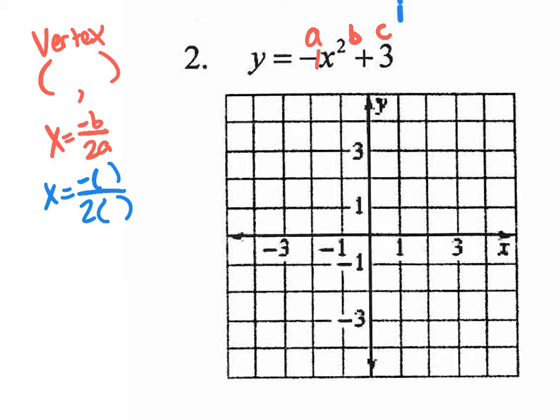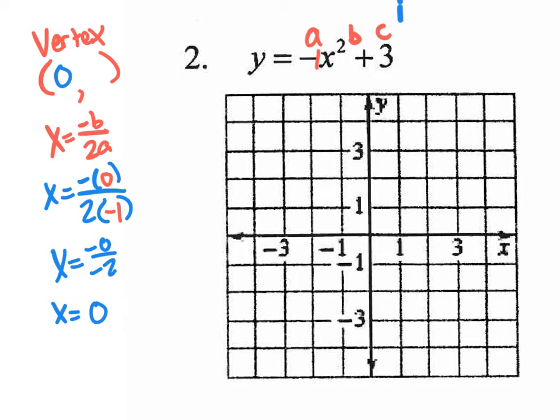So what do I plug into this formula? My b is what? 0. My a is what? Negative 1. Perfect. So what do we have here? We have x equals negative 0 divided by negative 2. It's still 0 divided by a number. And 0 divided by any number is what? 0. So your vertex x value is 0.